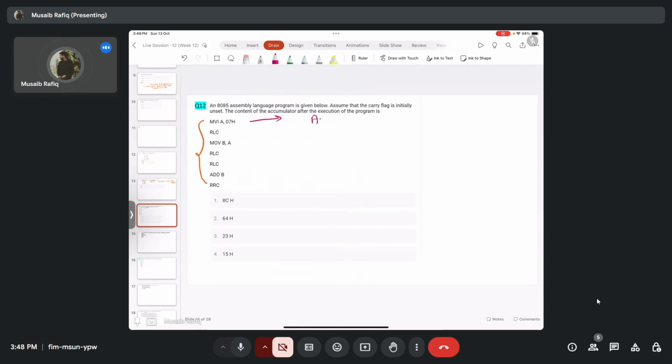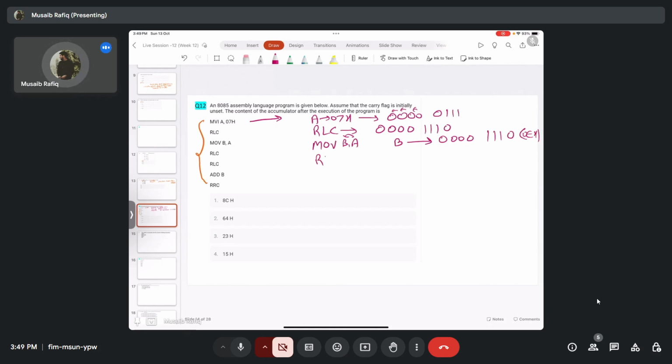So A gets loaded with 07 hex, that is 00000111, right? Then I have RLC, that is rotate accumulator left. So every bit will be shifted to the left by one bit. So it will be 00001110. Then I have move B comma A, that is contents of A will be moved to B. So B will now be 00001110, right? So this will be 0E hex.